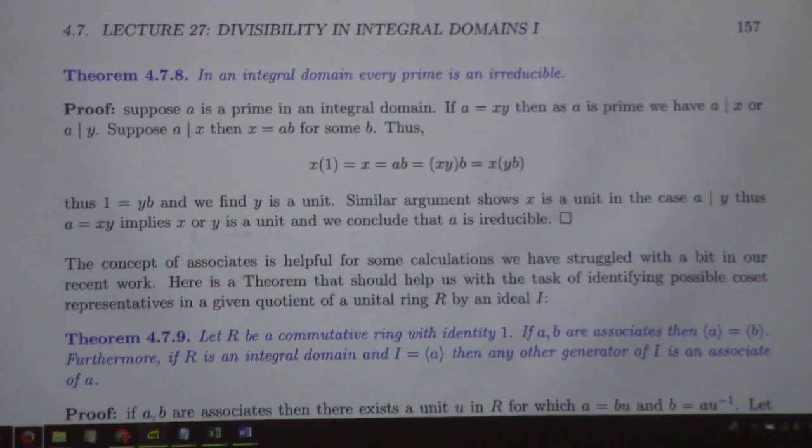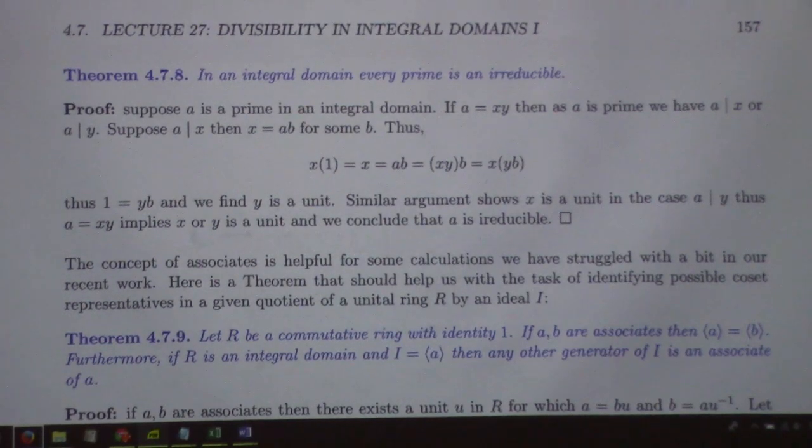Another interesting theorem, which I should prove in detail in a future lecture, is this. If we have the principal ideals generated by A and B equal in the context of a commutative ring with identity, and in addition it's an integral domain, so that the principal ideal generated by A is also generated by B, then A and B have to be associates.